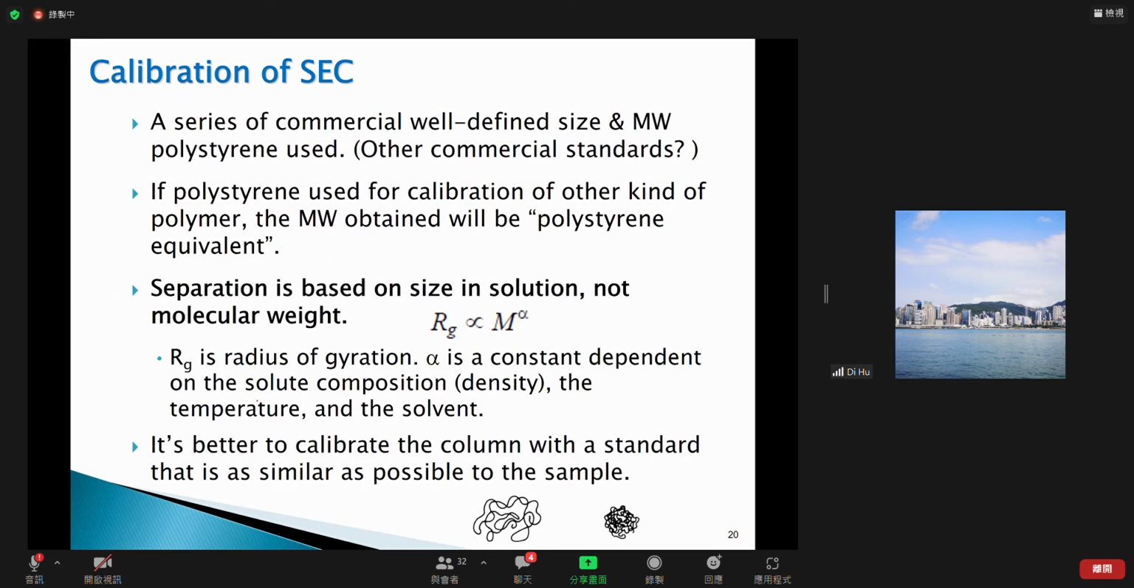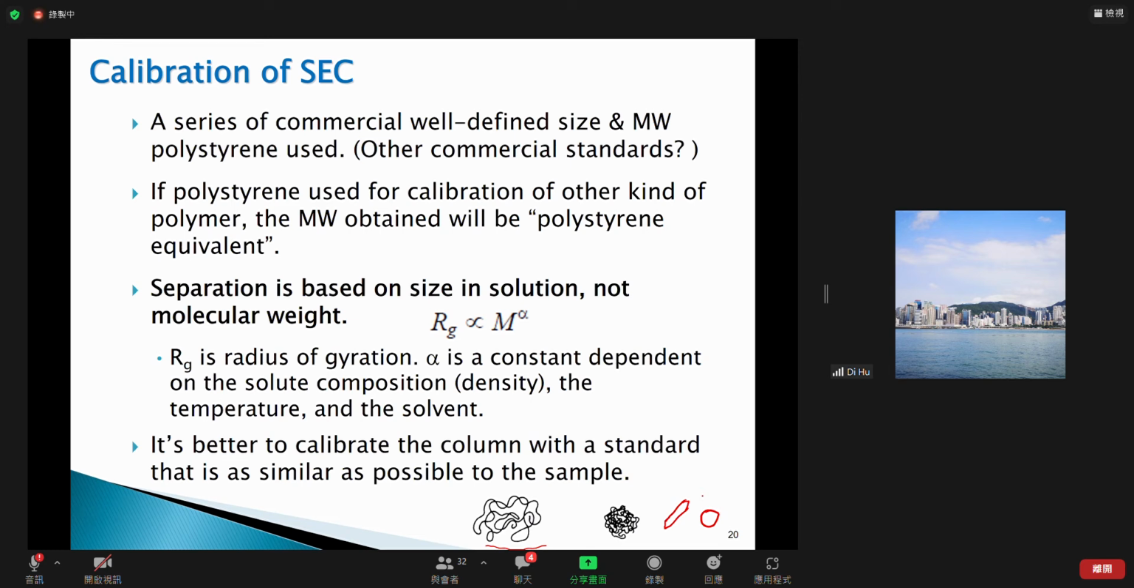Why exactly do we want to use it? Because it's based on size, not really molecular weight. Different polymers can have different densities. For example, some polymer may be like a coin, some may be more like a tight coin, some may be like a rod, and some may be a very rigid sphere. All of them have different density.